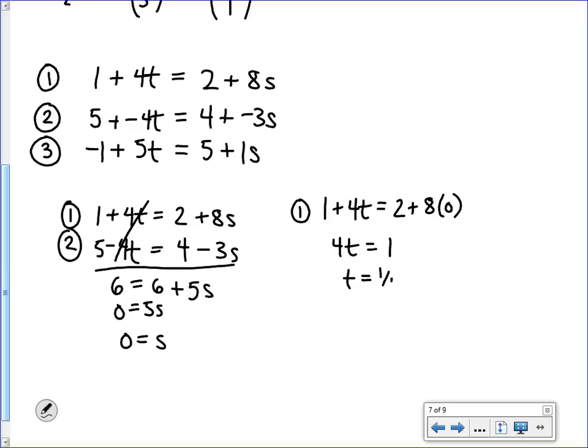T equals 1/4. All right, and then like I've said, I'll use the first two equations to solve and then the third equation to check. So I'm going to use the third equation to plug in the s and t that I obtained and see if these lines really do intersect there.